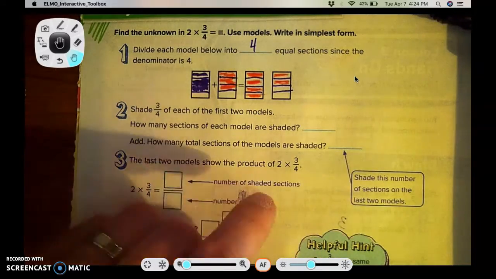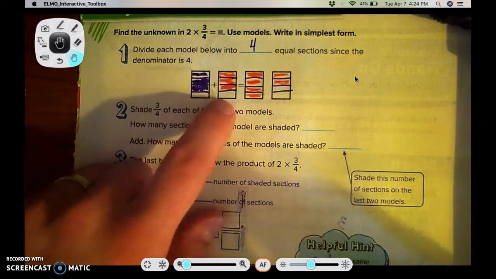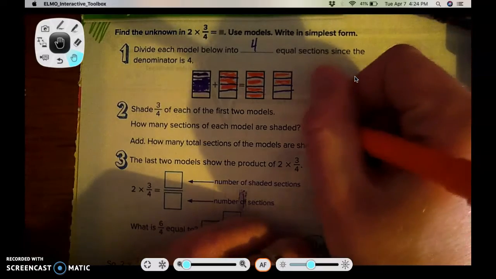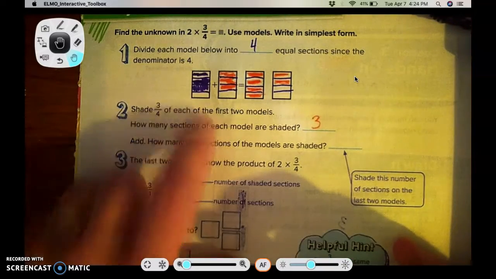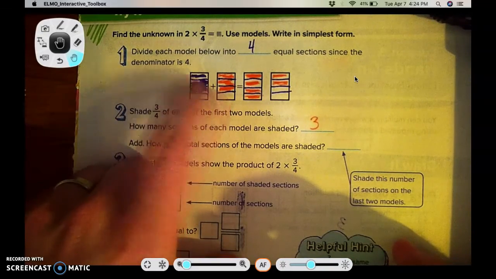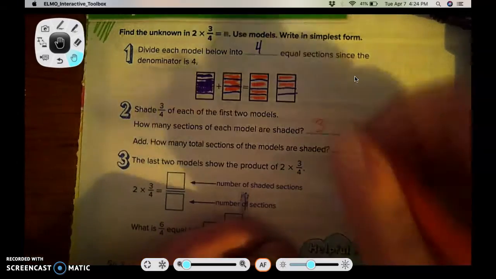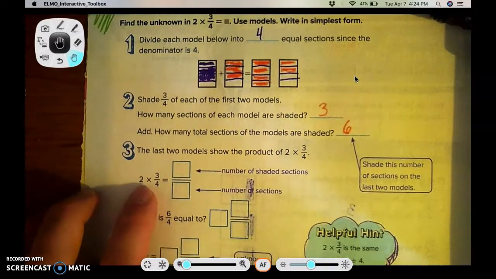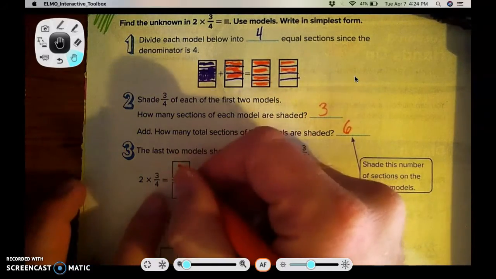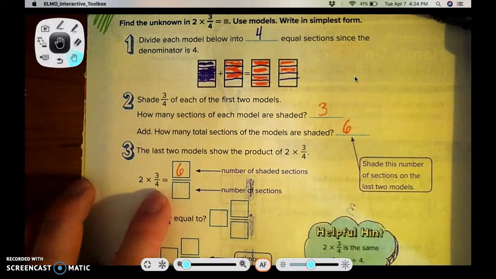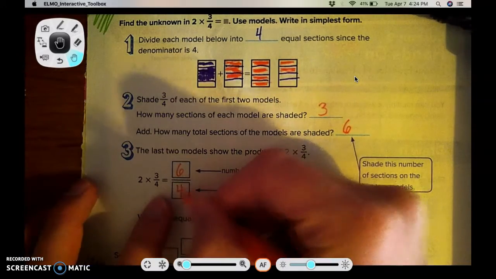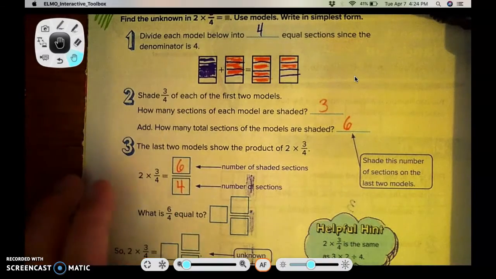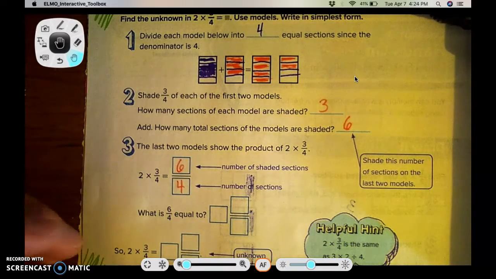Okay. So each model, we had 3 shaded for each. Then when we added them together, 3/4 and 3/4, or 3 sections plus 3 sections, we had 6 of them shaded total, which meant that we had a total of 6 sections shaded out of the fourths that we had them broken into. So we had 6/4 as our answer.